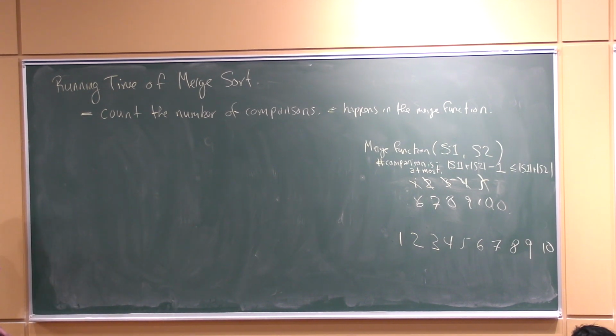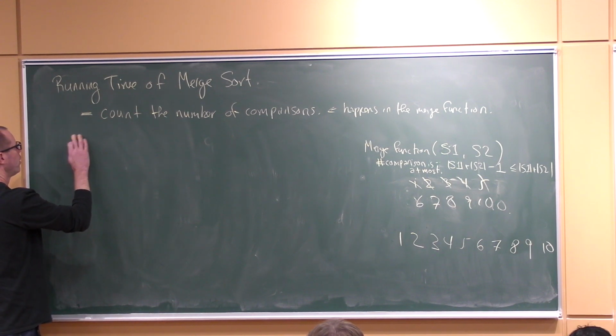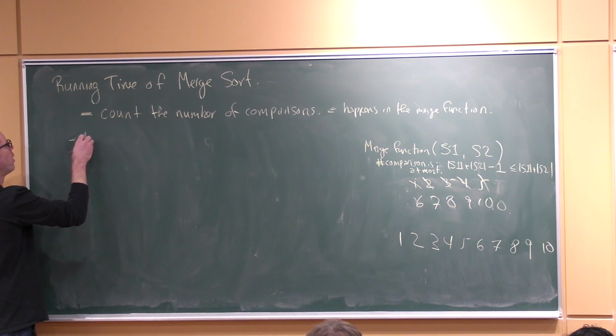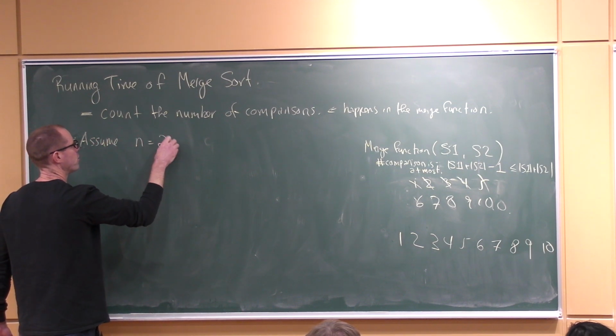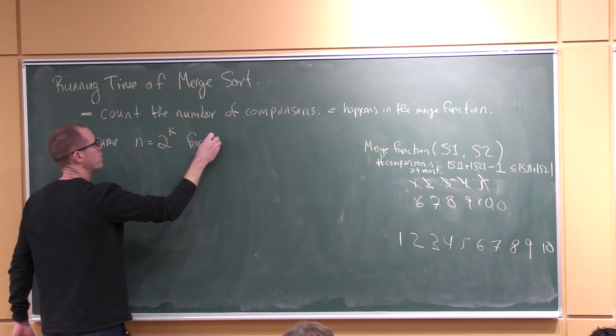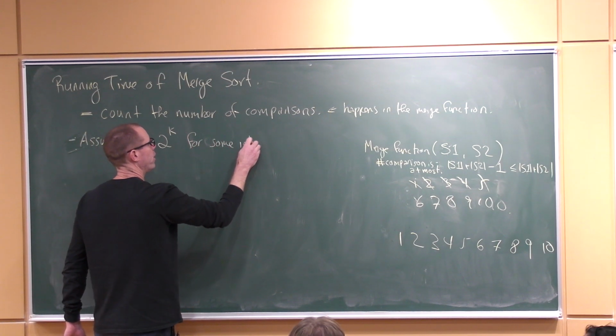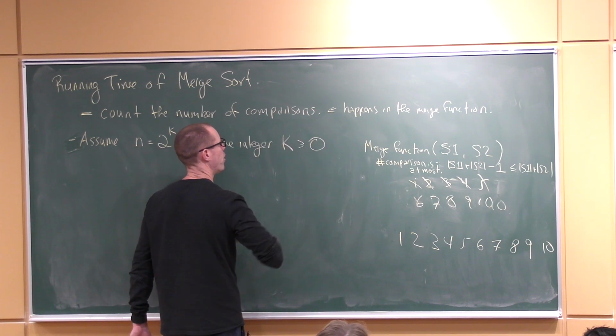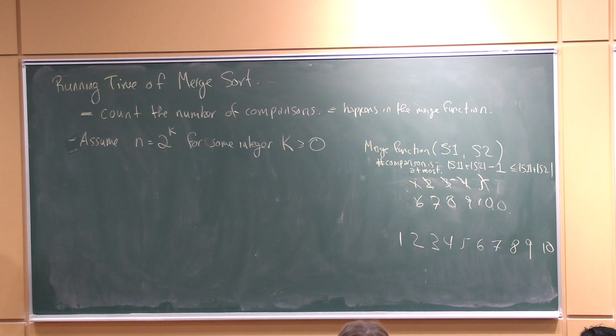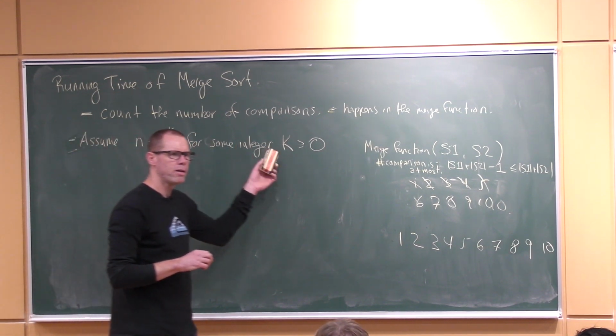Okay, so we'll do two things now. One is we'll assume n is equal to 2 to the k for some integer k bigger than or equal to 0. That's good. Why are we doing this? We're doing this because the book does it.